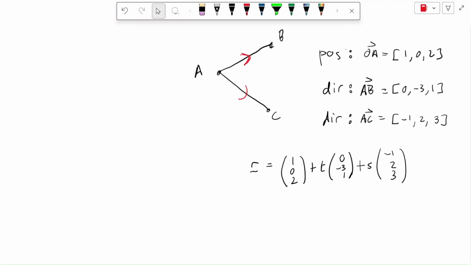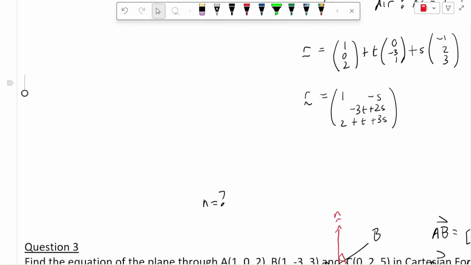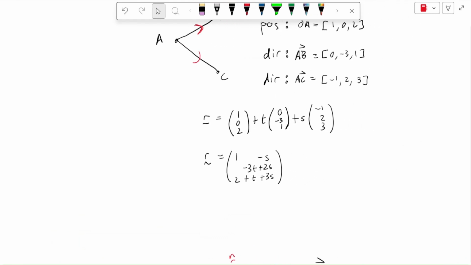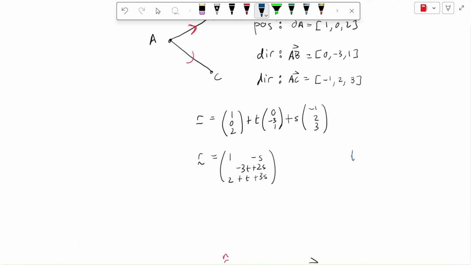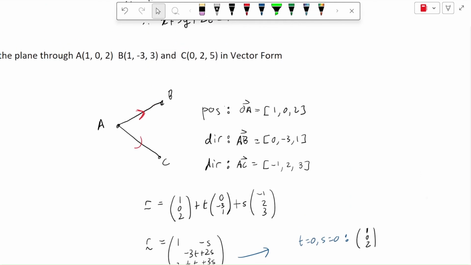If you want, you can smoosh this all into one big vector. So you could have 1 plus 0t, take s. You could have 0, take 3t plus 2s. And you could have 2 plus 1 lot of t plus 3 lots of s. And that would in general be the vector form that we're looking for. So we can actually generate some points on here. If we look at t equals 0, s equals 0, you're going to get the point 1, 0, 2, which was that point that we started with, A.